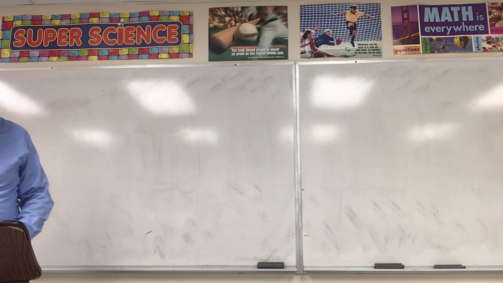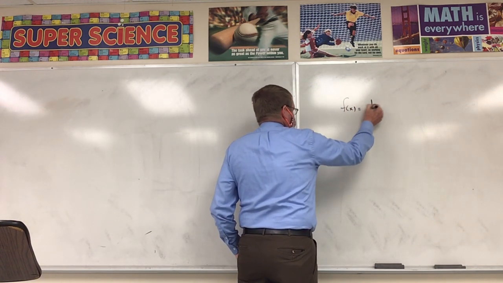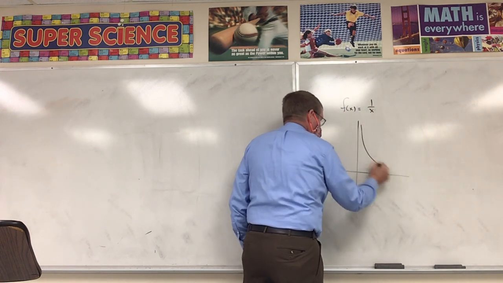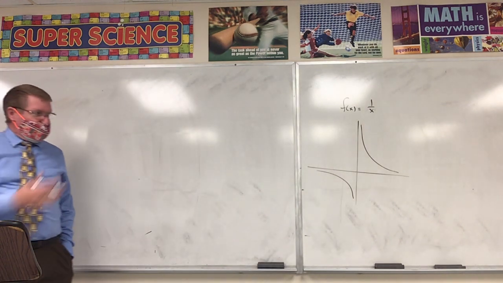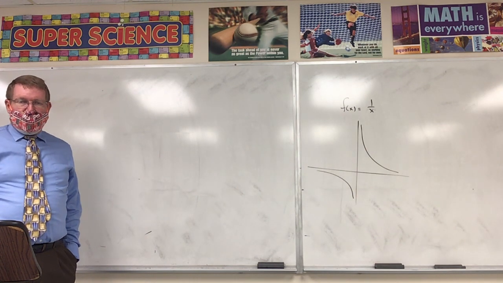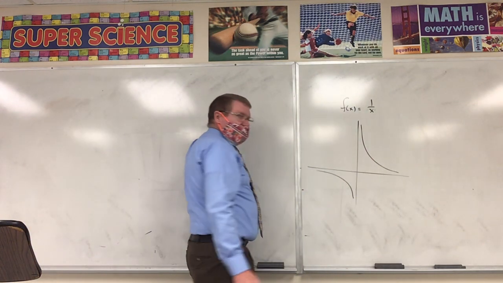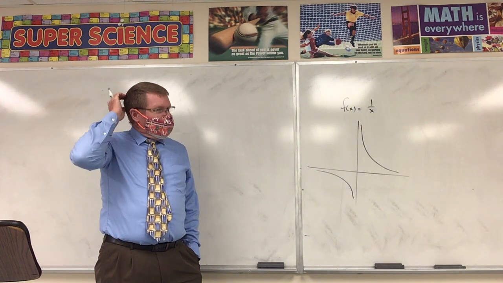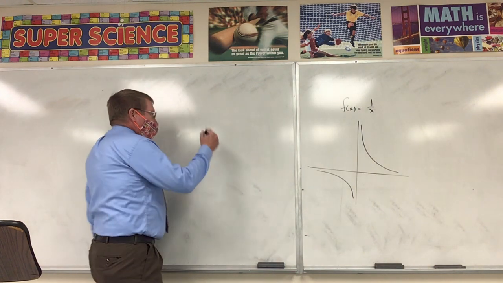Alright, then we have the vertical asymptote. So again, we look at f of x equals 1 over x. And we notice that at my vertical asymptote, my right hand limit and my left hand limit are opposite. Okay? And where do I find vertical asymptotes usually? Denominator. Alright, so let's look at this.